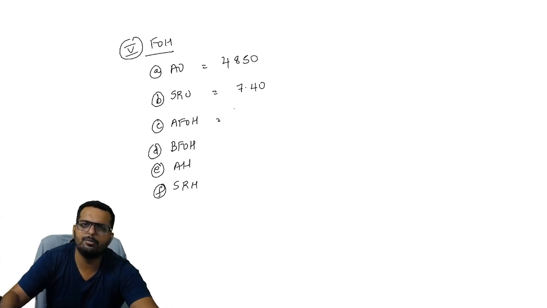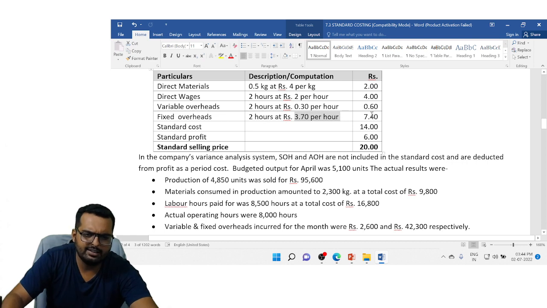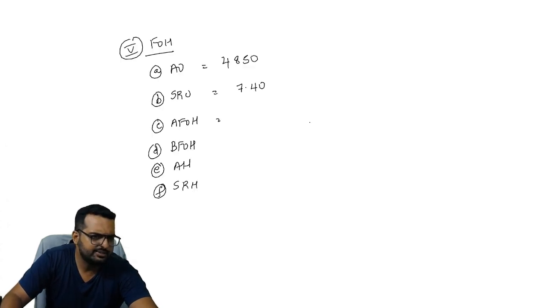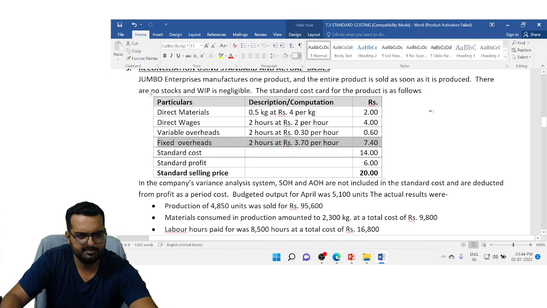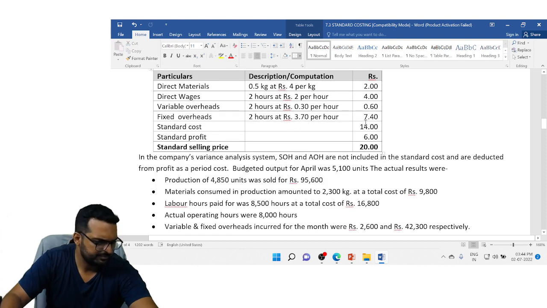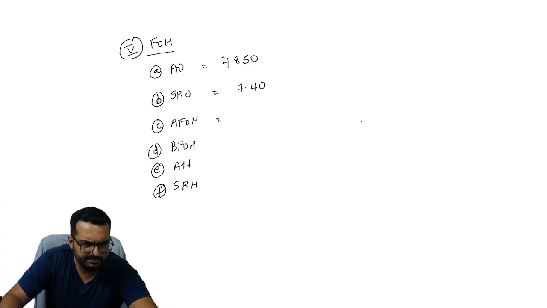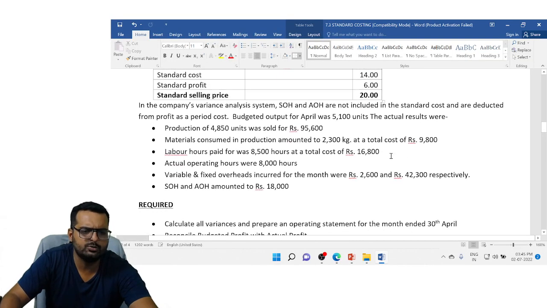Did you see how it becomes complicated when you have a real question in hand? Very good. It's given directly. 7.4 is given over here directly. Okay? Right? See, Shivshankar, SRU, what is the full form? Standard rate per unit. Correct? So per unit is 7.4, it's directly given over here. Alright, next one, AFOH, how much is the actual fixed overhead?